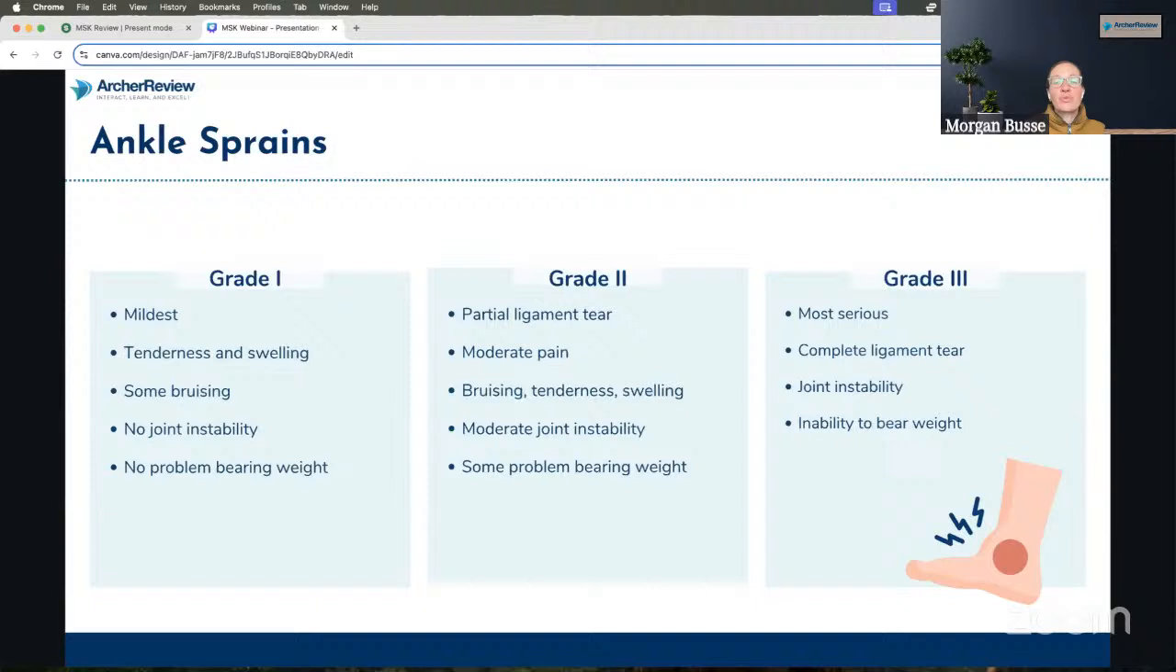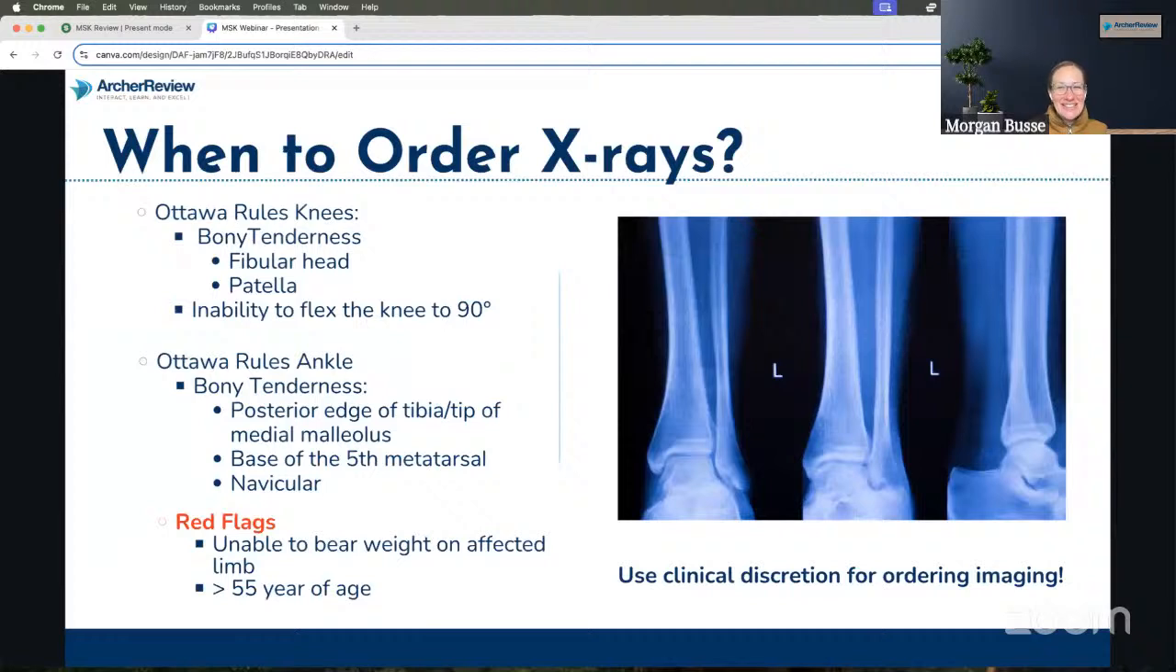All right. With the grade threes here, we're seeing lots of instability. And this person, despite their best efforts, is not going to put weight on that ankle. MRI, X-ray, we're looking for some severe stuff here. All right. Now, when do we order those X-rays? When somebody comes in with an ankle injury, you might be asking yourself, when do I get an X-ray? How do I know if it's just a sprain versus some sort of fracture in that area?